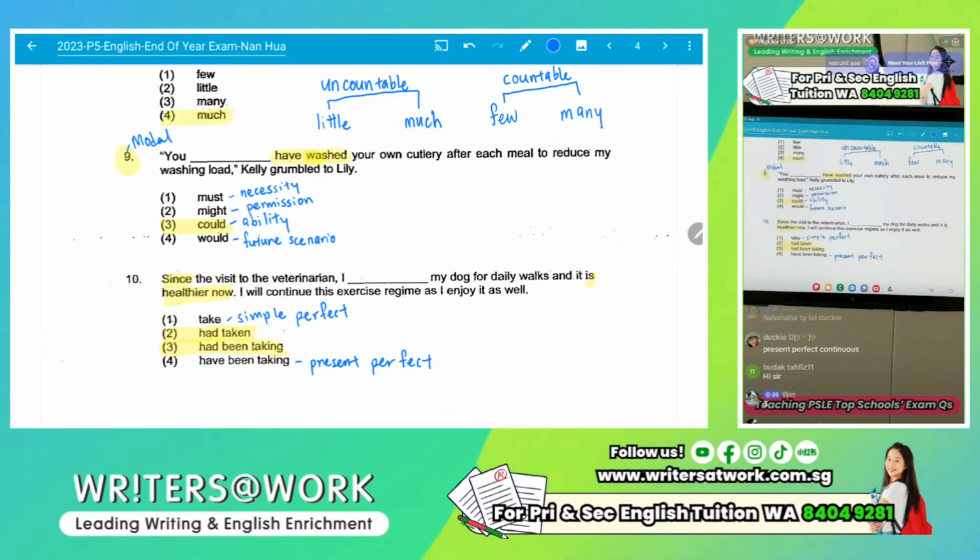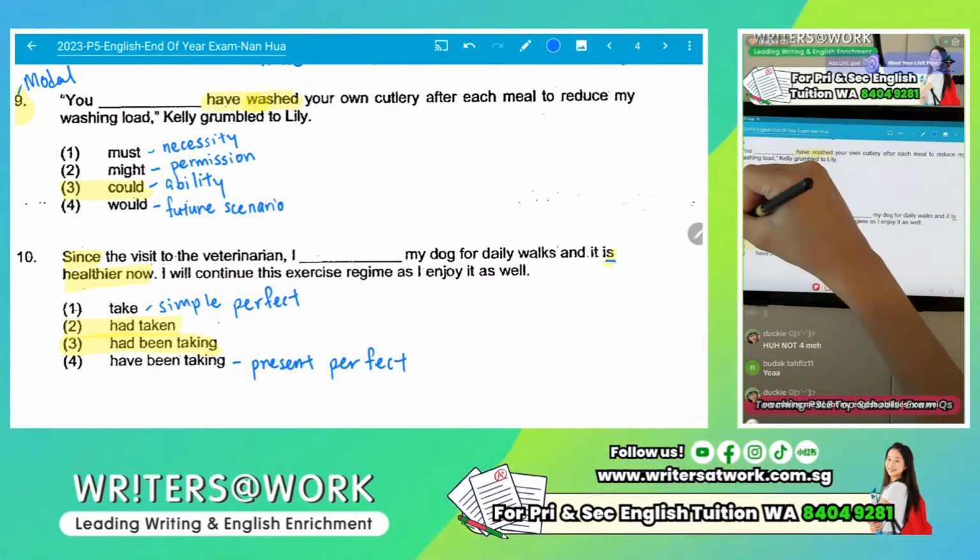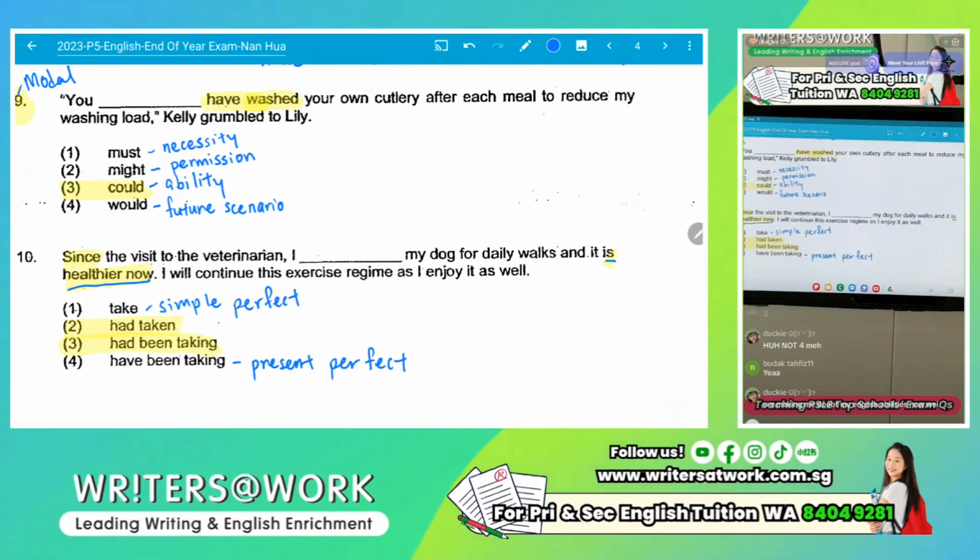Okay. Simple present tense refers to actions taking place in the present, while present perfect is used to refer to an action in the present that takes place prior to another action that is already happening in the present. In this case here, it is healthier now. This is your simple present tense over here.